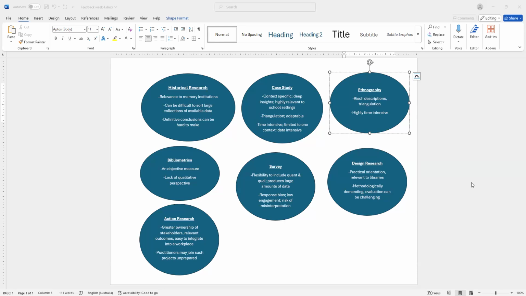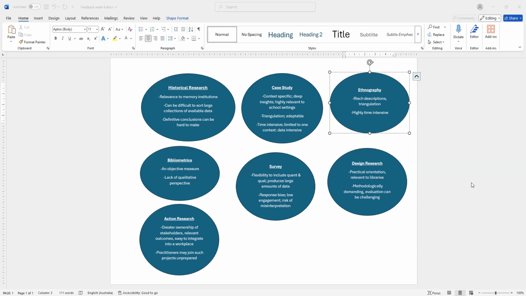A very popular research method is survey. Survey provides the flexibility to include both quantitative and qualitative questions, so you can have Likert scale questions, but also some open-ended questions. Another important highlight of the survey method is that it can result in large amounts of data, which is its strength, and quite quickly, in a short period of time.